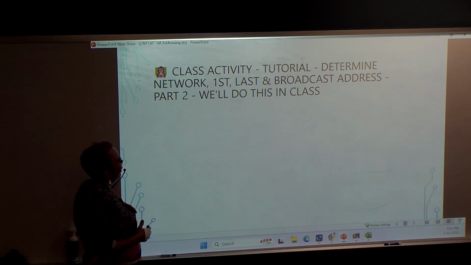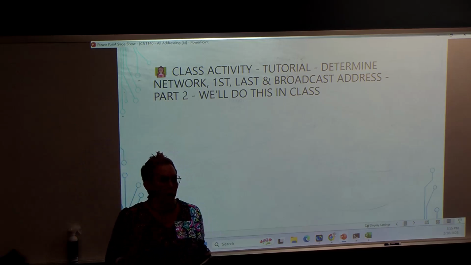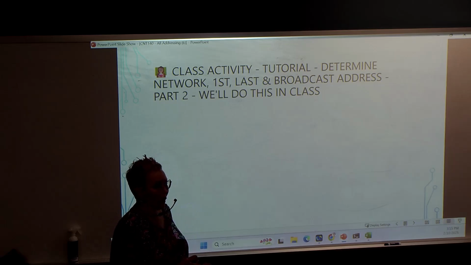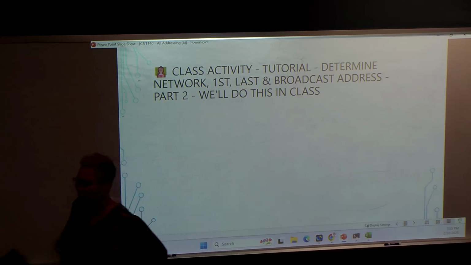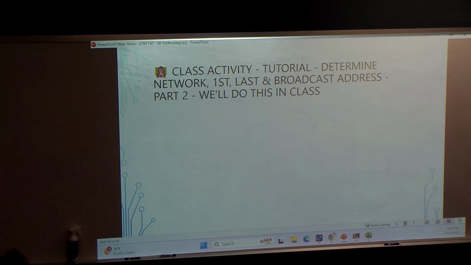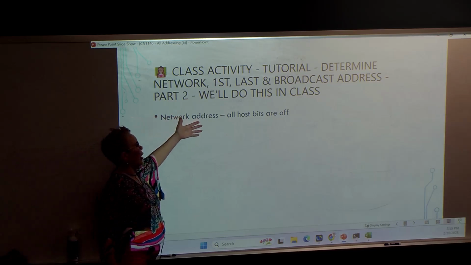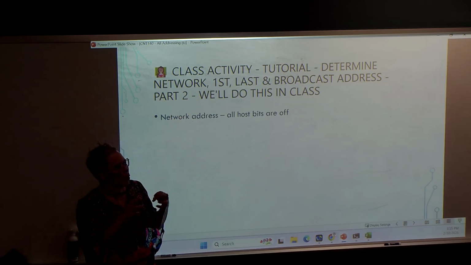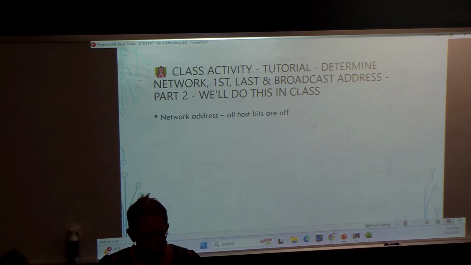What we're going to be doing is taking what we've learned about IP addressing and network addressing, and we're going to keep moving on this so that we can figure out what the network address is, okay? So we're going to walk through some examples. And we started talking about this earlier. The first thing to know is the network address, that's when all the host bits are turned off, right? All of the host bits are turned off.